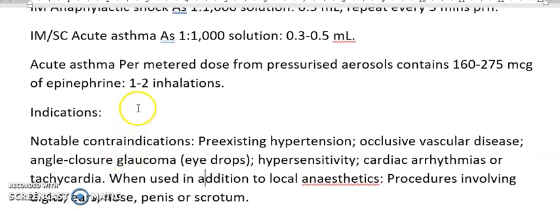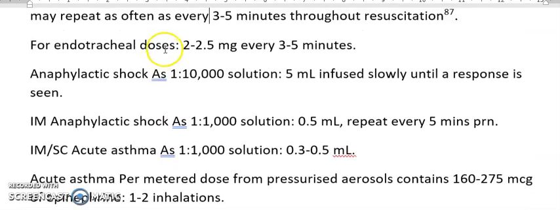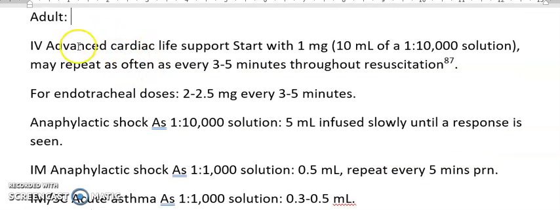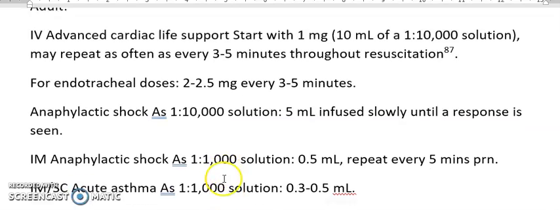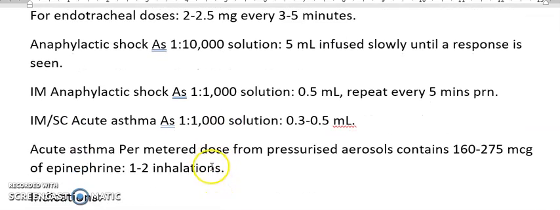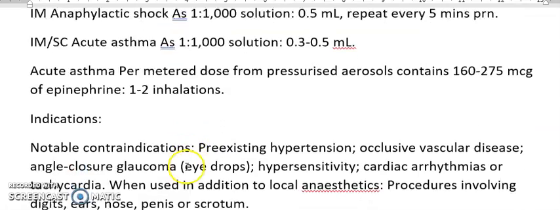So the indications are as I mentioned above. We have advanced cardiac life support, anaphylactic shock, and also acute asthma. So these are the main indications to give patients adrenaline.